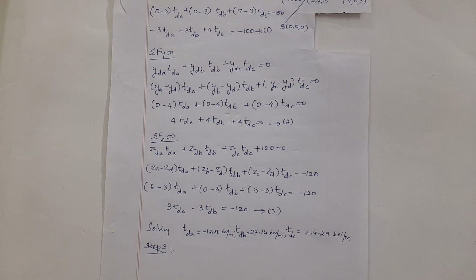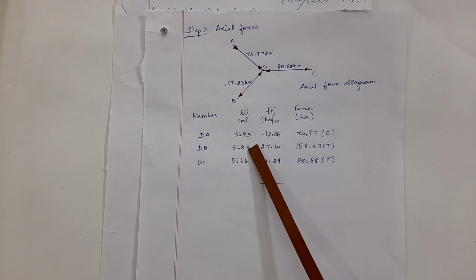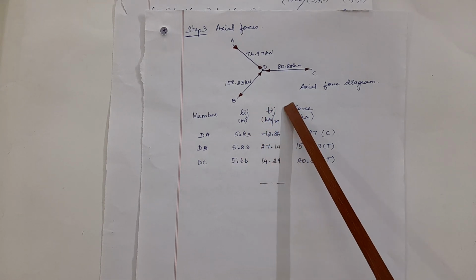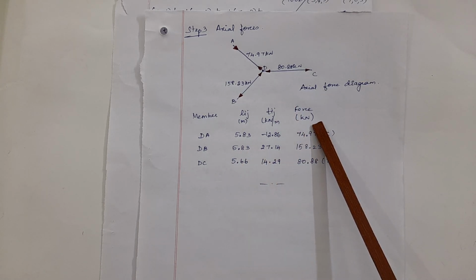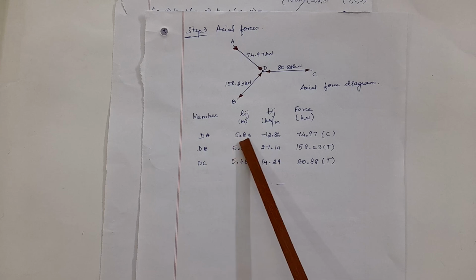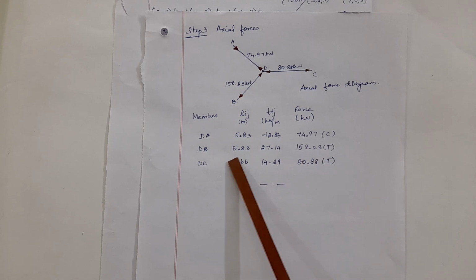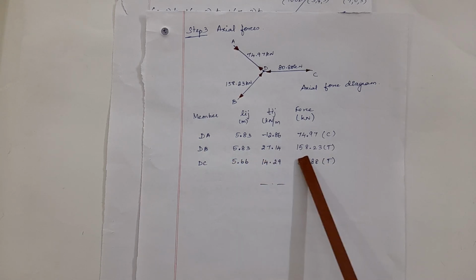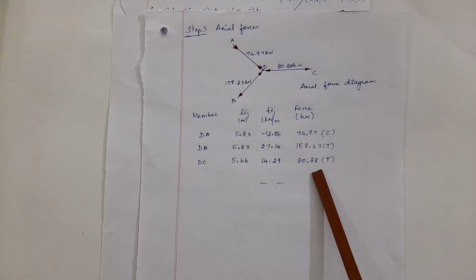So our next step will be the calculation of the axial forces with the help of these tension coefficients. I have written members Lij, that is the length of each member we have determined already. The tension coefficients of these three members you have determined now. Force can be calculated as the product of length and its tension coefficient. When the answer turns out to be a negative value, it is a compressive member. If the answer turns out to be a positive value, it is a tensile member, so the force in the member is compression and the force in these members is tension.